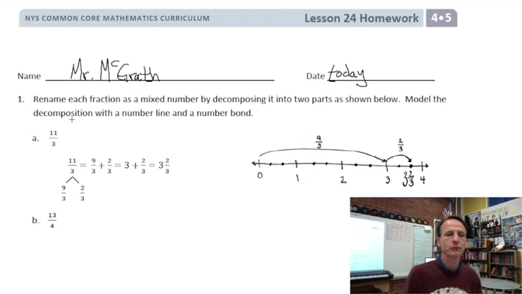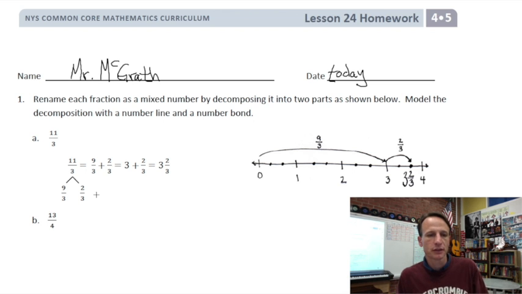or something like that. Our instructions for number 1, if you dare, rename each fraction. So we're given a fraction right here. It's an improper fraction, right? That one too. As a mixed number. Okay. Now how are we going to do that? By decomposing it into 2 parts, as they're going to show us here. And we'll model that same decomposition with the number line and a number bond.